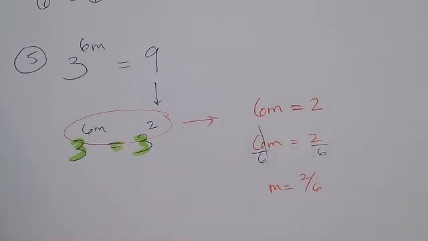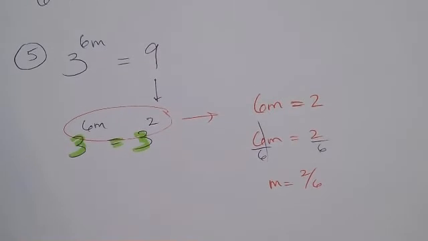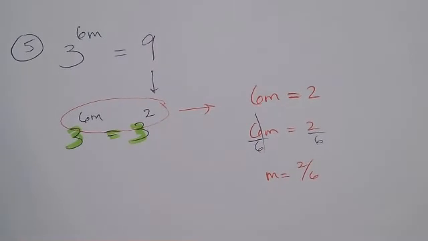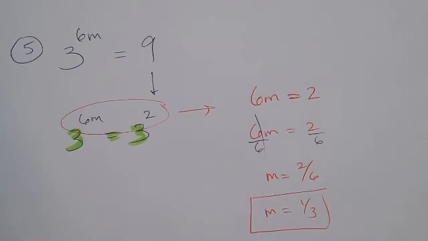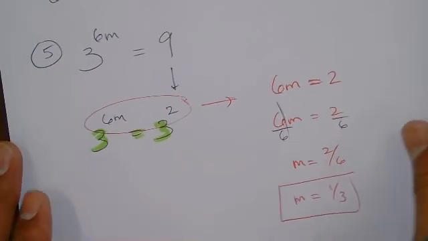What are you going to get? M is equal to 2 over 6, but I'm not going to leave 2 over 6 because you always check to reduce when you have a fraction. Final answer is 1/3, right? Reduce. Always check to reduce when there's a fraction. Fractions are numbers too.